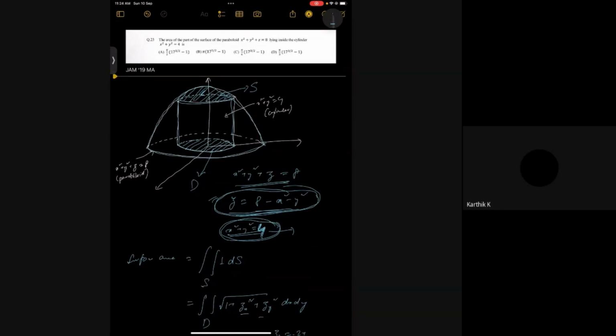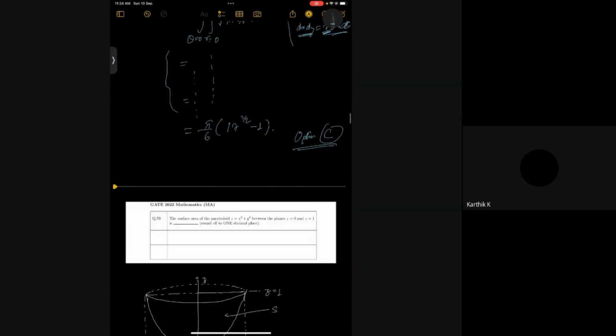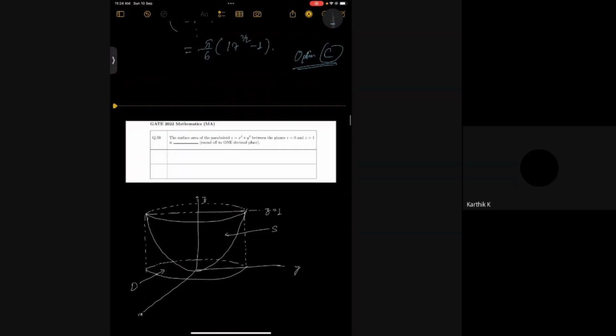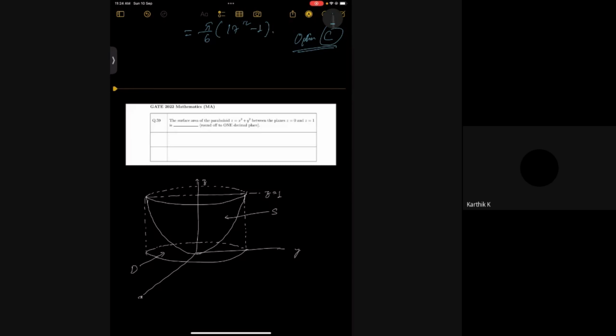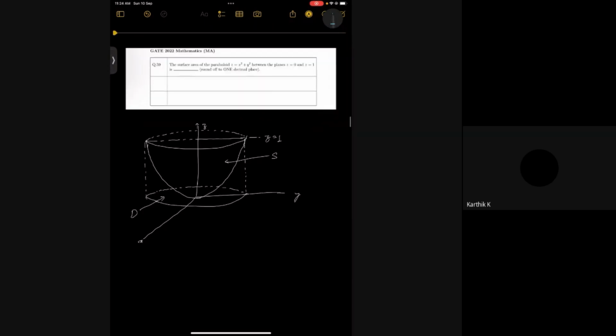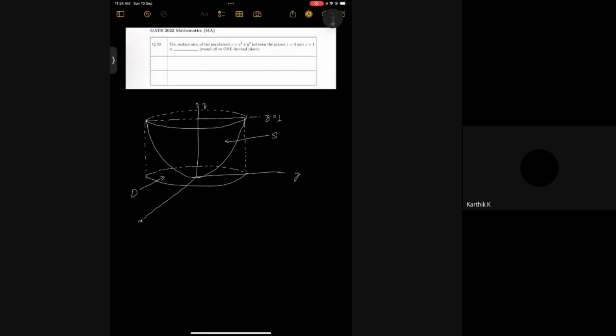Okay, then let's move to the next problem. It was asked in GATE Mathematics 2022, last year. The surface area of the paraboloid between the planes z equals 0 and z equals 1 is this, round off to one decimal. So the paraboloid looks like this. So this is our paraboloid.